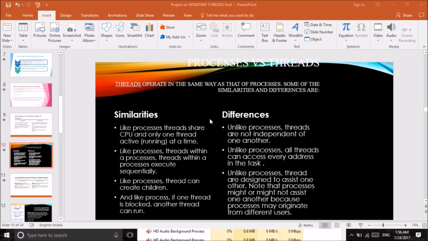Threads are assigned to assist one another. They are dependent on each other, and in the case of process, they are different users, but in threading, it is a task of a single system.